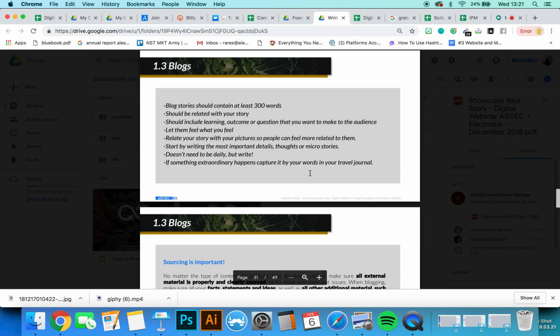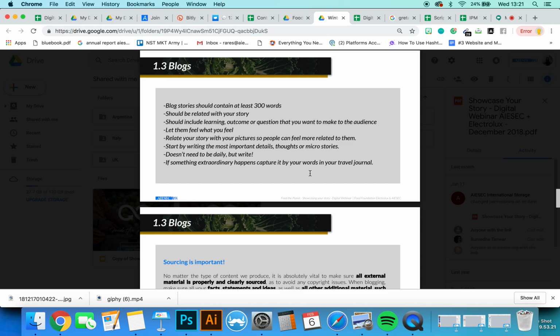And the last thing that we have as content production and part of the showcasing is the blog. The blog should be as well, again, related to your story. It can contain any type of learnings that you had throughout your experience, or moments of your experience. And the idea is that you want people to go through this process with you. So if you're telling a story, you want to keep it vivid. You want people to feel what you were feeling in that moment as well.